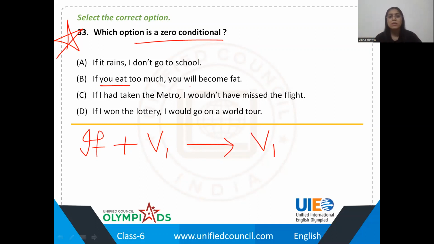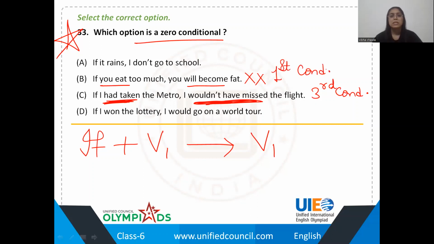Simple present is given, but simple past is given. Sorry, simple future is given. So, incorrect. Had taken, past perfect, would not have. Okay, if I talk about this structure, past perfect here and would have plus V3 here, this is our third conditional. If I talk about this one, this was first conditional. Simple present here and simple future here. This is first conditional. If I won the lottery, if I won, simple past and would plus V1. This is the condition for second conditional.